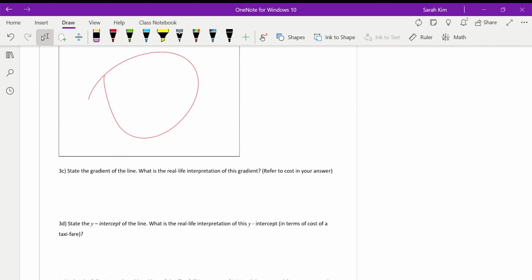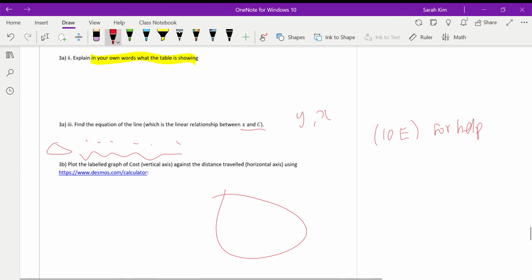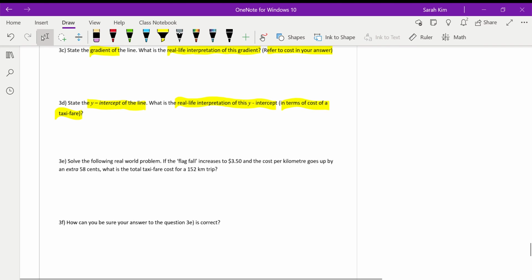State the gradient of the line. So you've got your equation from 3i. So over here, that's your equation. You need to be able to tell me what the gradient of the line is. So that should be pretty easy. Now you need to tell me what that real life interpretation of the gradient means, right? Refer to cost in your answer. It even gives you a hint. Then state the y-intercept of the line. What is the real life interpretation of this y-intercept in terms of cost taxi fare? You gotta write all those.